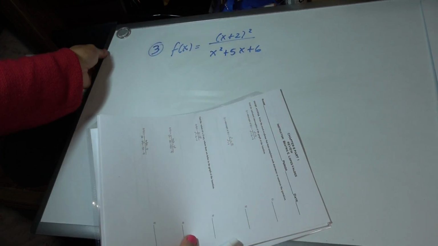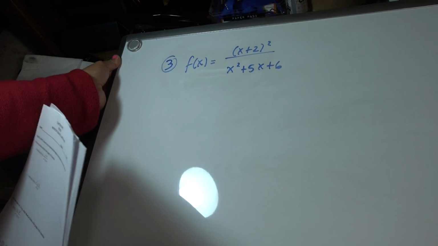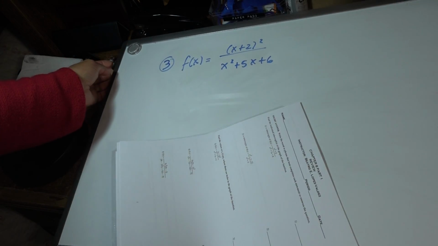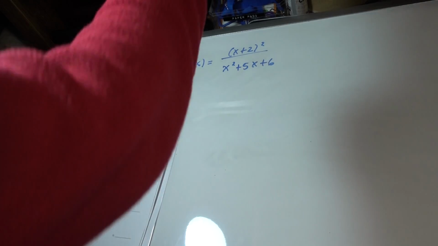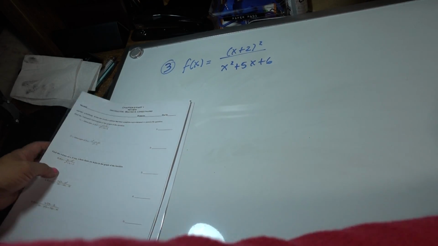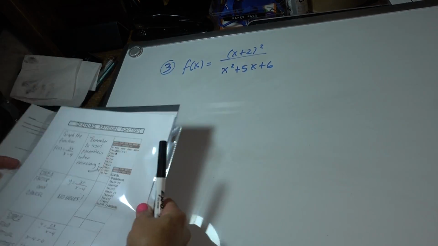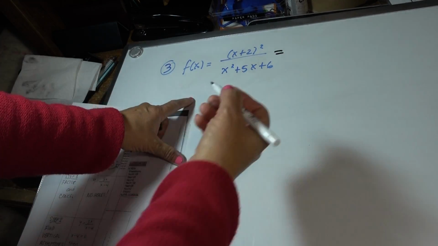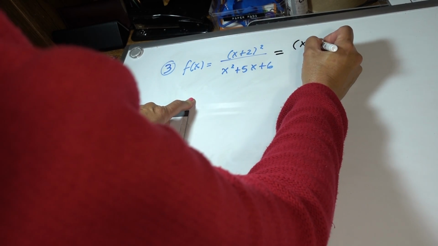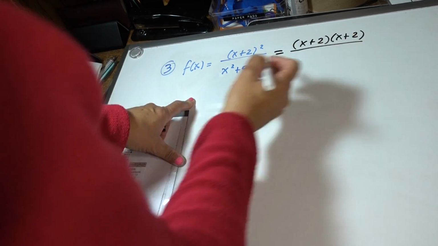Okay, so we're going to factor the top and the bottom. The top part is actually given to us factored. We're just going to develop this exponent and write it as x plus 2 times x plus 2, to see all the factors completely developed.